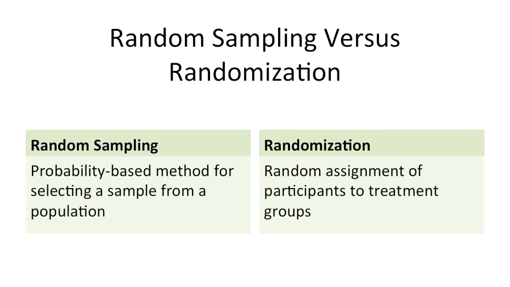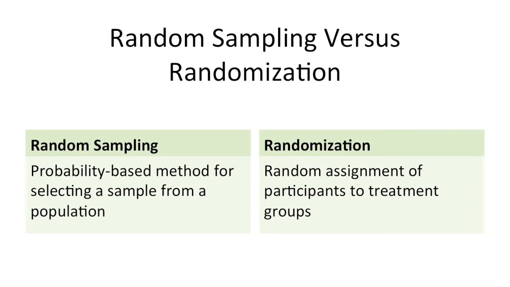And the last point that I want to cover in this video is random sampling versus randomization. Students often confuse these two terms. Random sampling is a sampling method. It's a probability-based method for selecting a sample from a population. So random sampling refers to how you go from the whole population to select a sample.